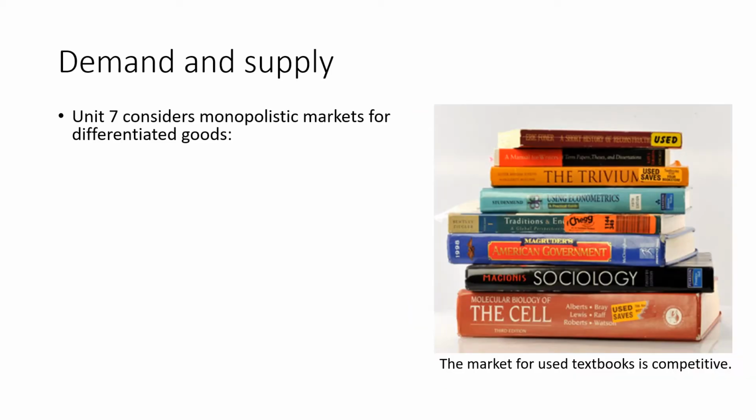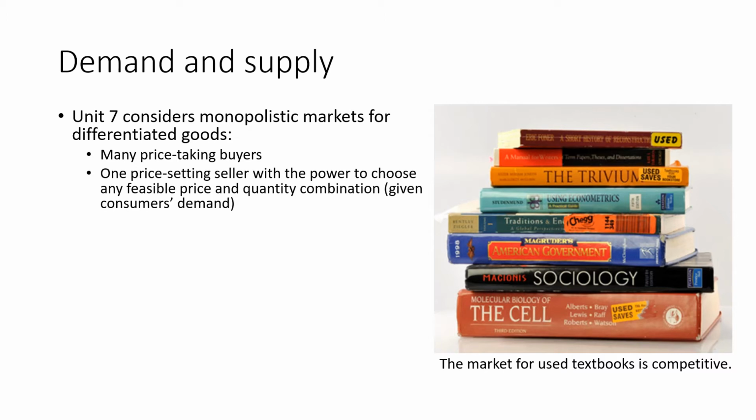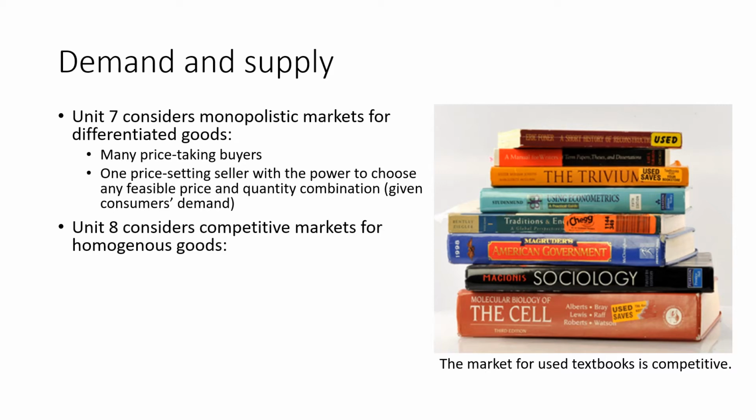In Unit 7, we were considering monopolistic markets for differentiated goods. In that model, there were many price-taking buyers, but one price-setting seller with the power to choose any feasible price and quantity combination, constrained by consumers' demand for the product.